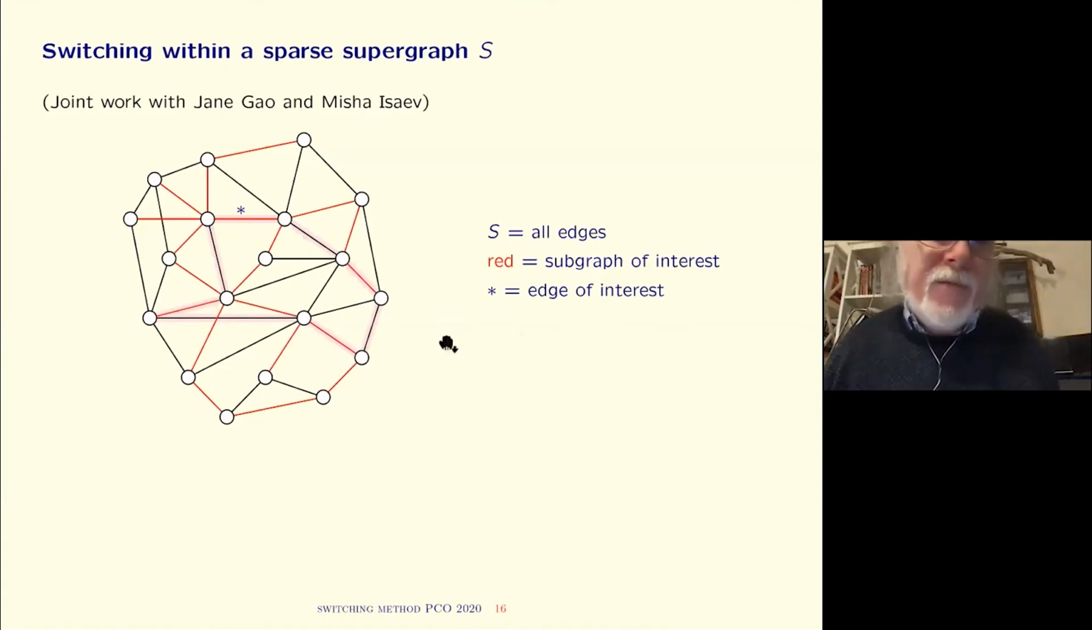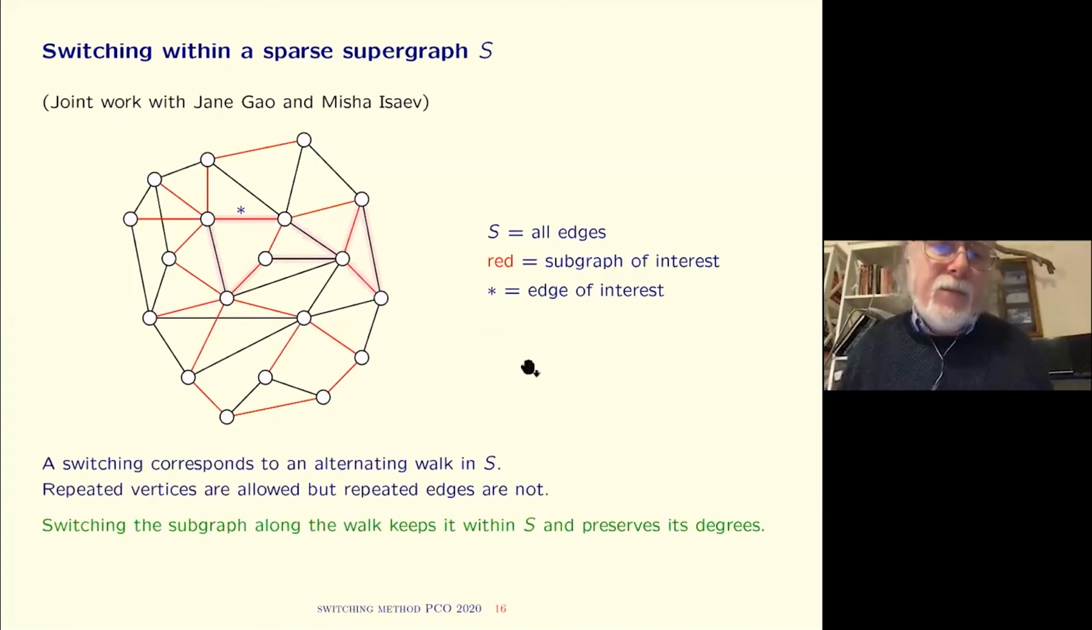It doesn't work if you restrict yourself strictly to cycles, but it could be any alternating path like this one that goes black, red, black, red, black, red, black, red, and I repeated some vertices. That's okay. So switching here corresponds to an alternating walk in S, and repeated vertices are allowed, but repeated edges are not. And switching the subgraph along the walk keeps it inside S, and preserves its degrees.